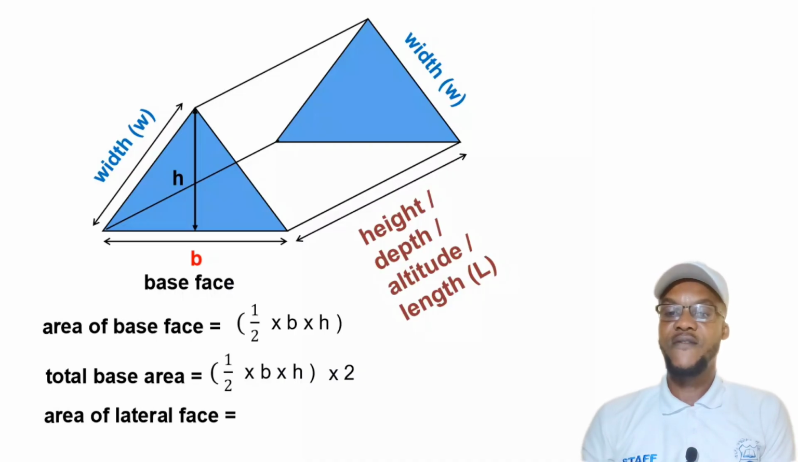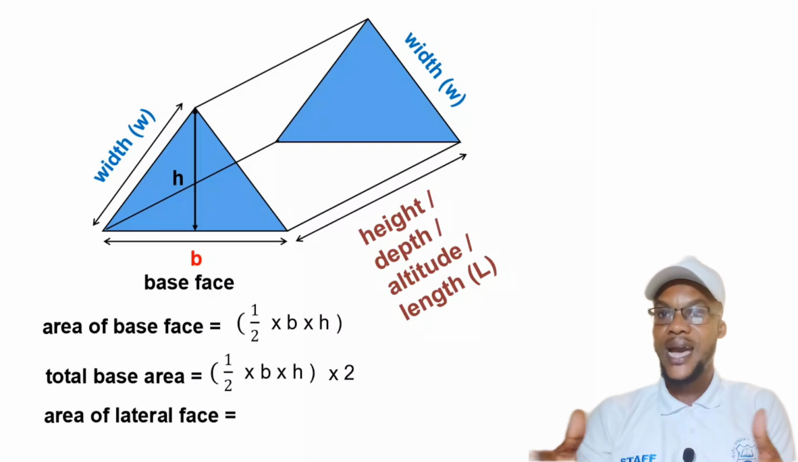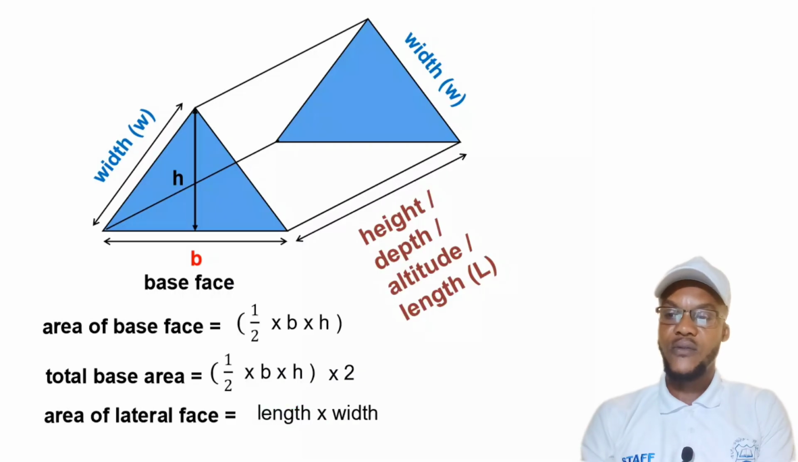So if you are finding the area of a lateral face, it means you are finding the area of a rectangle. And we all know that for a rectangle, we have the length and the breadth or the width. In this case, the length of the rectangle, which is the lateral face, is the same as the height of the prism. So how do we find the area? It's just a matter of multiplying the length by the width. The length, which is the same as the height, which can also be called the depth or the altitude, is the same as the length in this case.